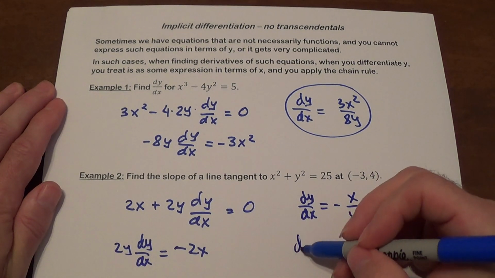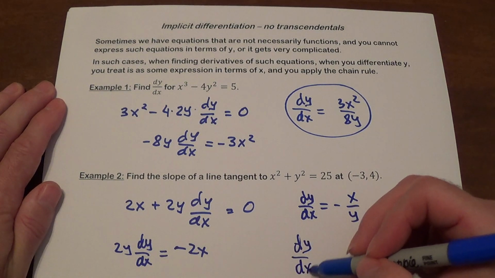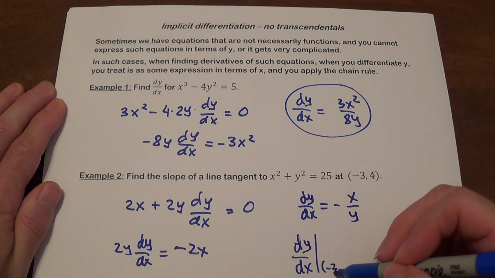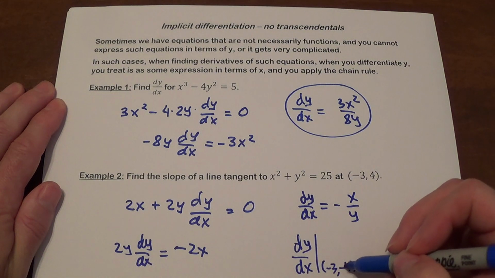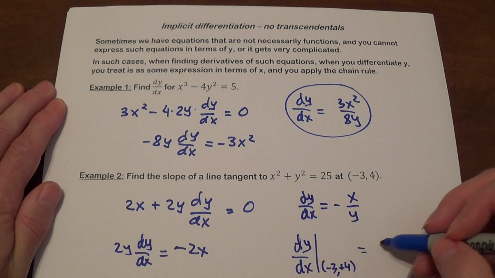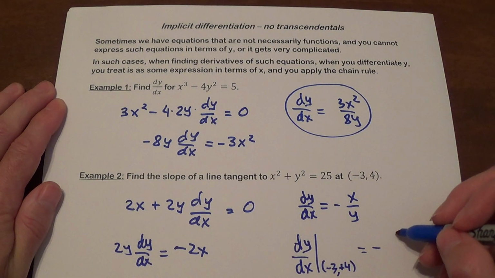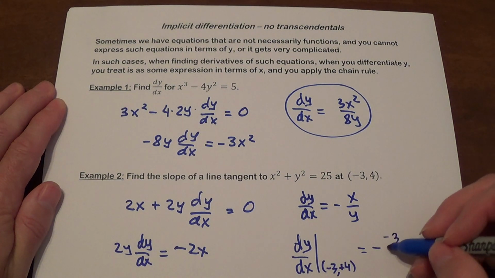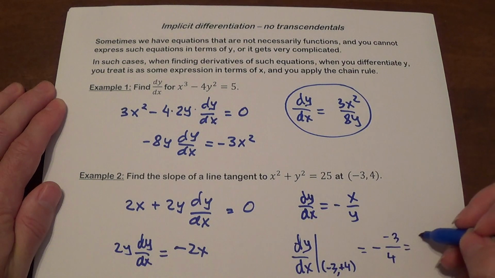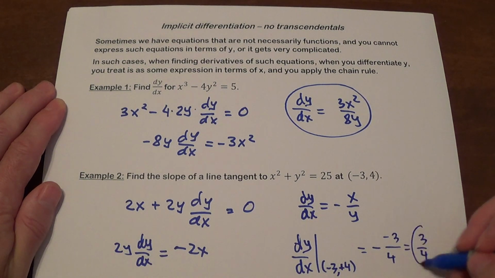And then we can write dy over dx, after you simplify everything, is going to be negative x over y. So dy over dx at that point, this is how we often write that, (3, 4), is going to be negative, x is 3, negative 3, and y is 4. This is going to be negative 3/4.